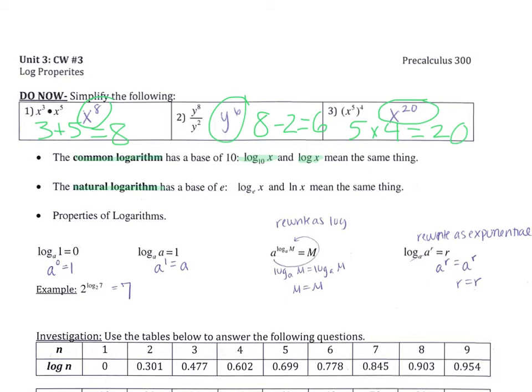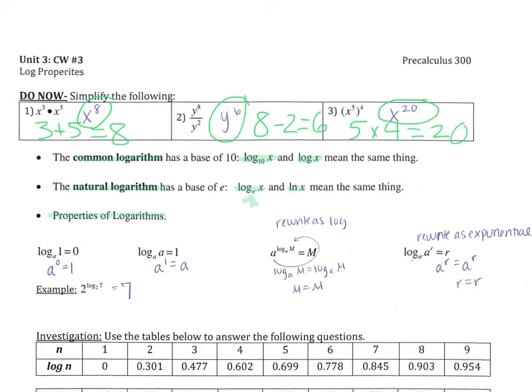Next bullet point, the natural logarithm has a base of e. So log base e of x and ln x, the natural log of x, mean the same thing. So these two expressions mean the same thing, okay? Again, if we don't specify the base and it just says ln of x, it means the same thing as this right here, okay?